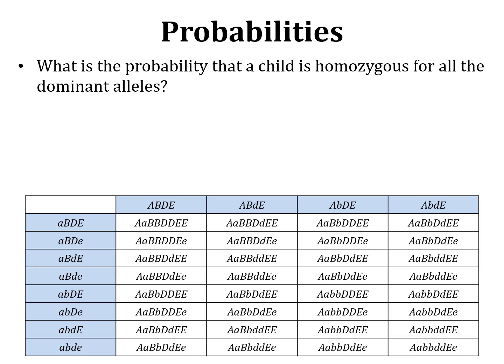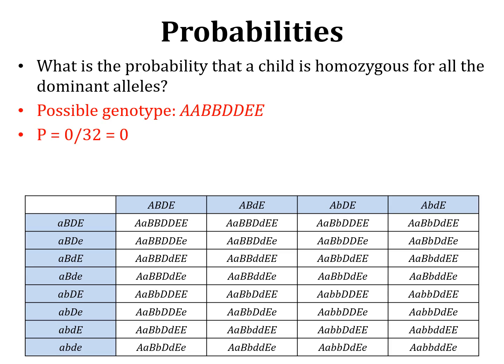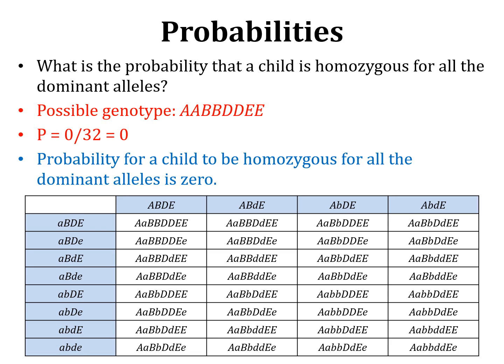Starting from question number 1, which is, what is the probability that a child is homozygous for all the dominant alleles? The possible genotype for this type of child is 1, only 1. Why? Because all of the genes are supposed to be homozygous for the dominant alleles. So this is a possible genotype. Probability is 0 by 32. Why is the probability 0 by 32? Because when we looked into all these 32 outcomes, none of the genotypes was this one. None of the genotypes was homozygous dominant for all of the 4 genes. So probability is 0.0. The probability for a child to be homozygous for all the dominant alleles is 0. So this is our answer.